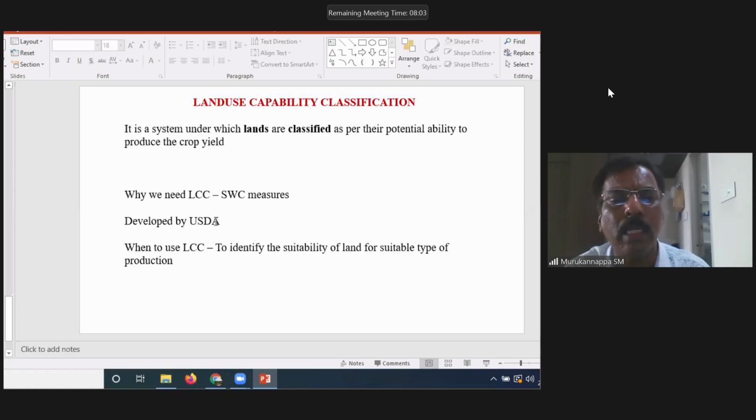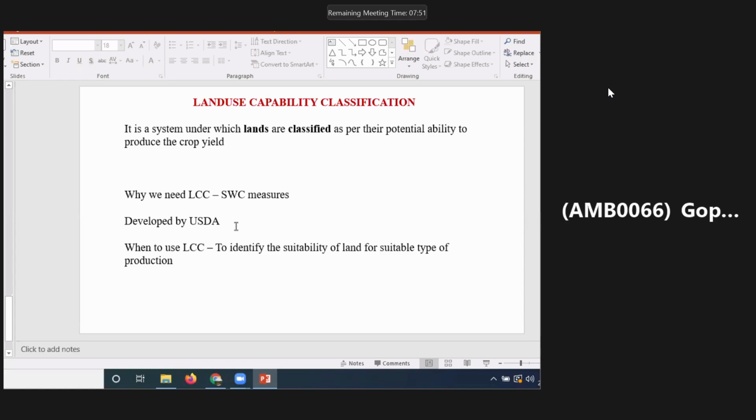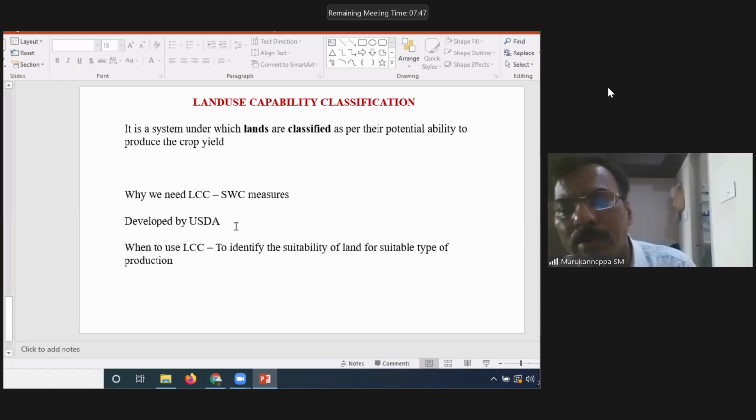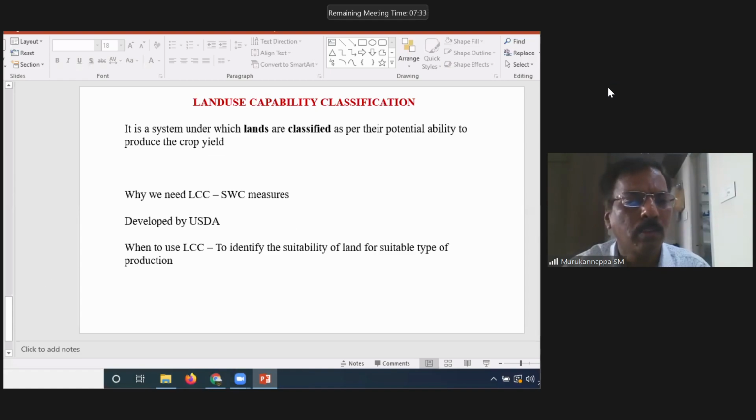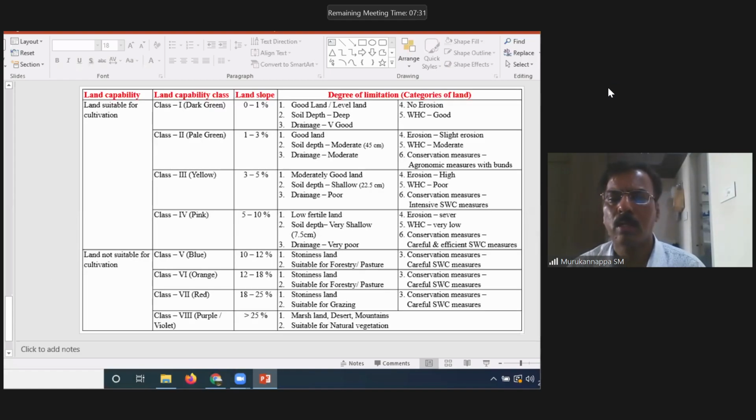This was developed by the LCC, developed by the USDA. What is that? USDA, United States Department of Agriculture. This department developed this LCC. What is LCC? Land Capability Classification. Okay, so see here, this is the one formula. Just observe one by one.